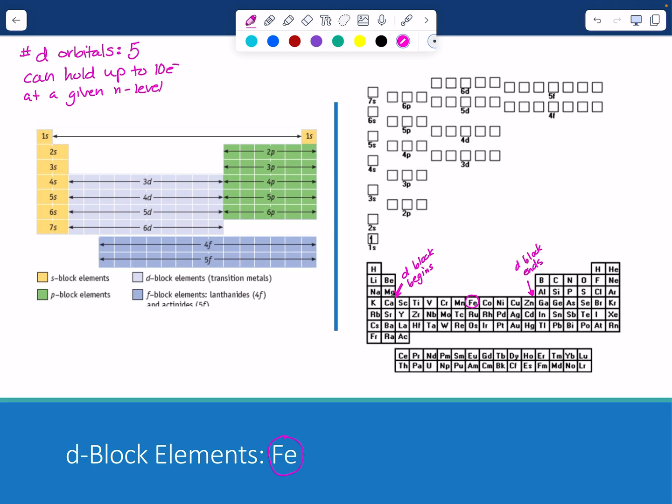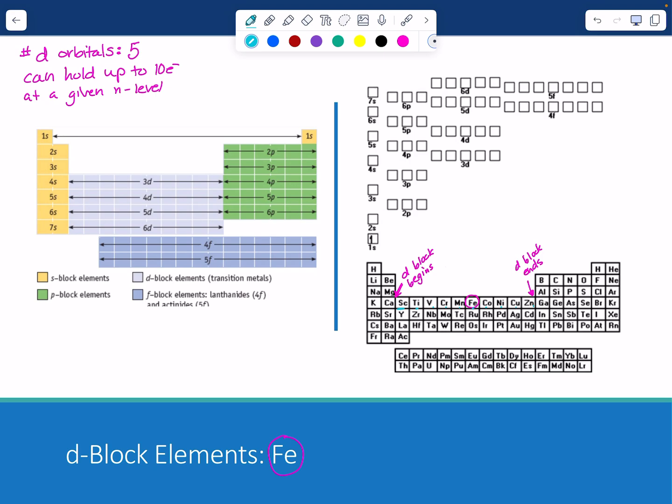All right. So let's just count, shall we? How many elements are in the D block as you go across? If we start with scandium, we've got 1, 2, 3, 4, 5, 6, 7, 8, 9, 10. Pretty cool, right?